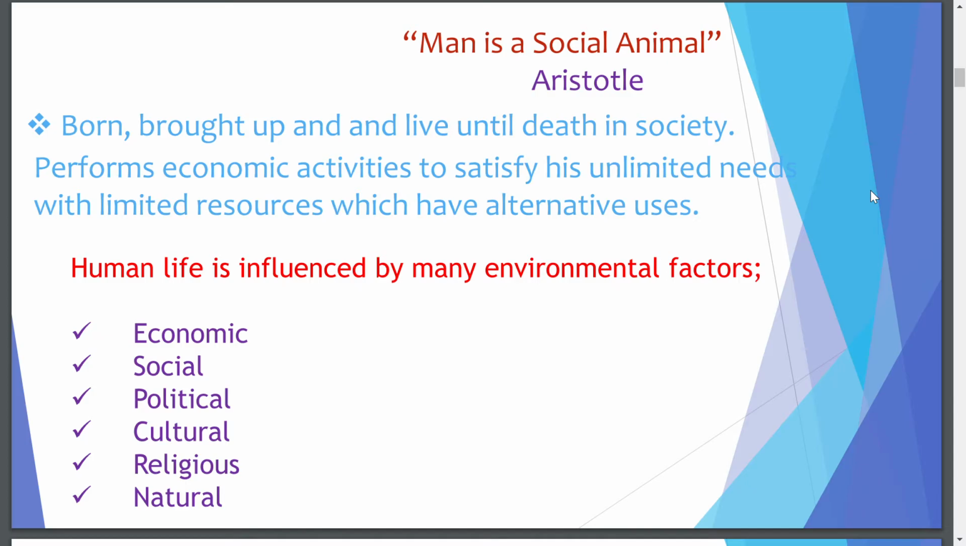So first come first. Man is a social animal. This is by Aristotle. So what does it mean? It means that we are born and brought up and live until death in society. Obviously, all of us know. So they perform economic activities to satisfy our unlimited needs with limited resources which have alternative uses.